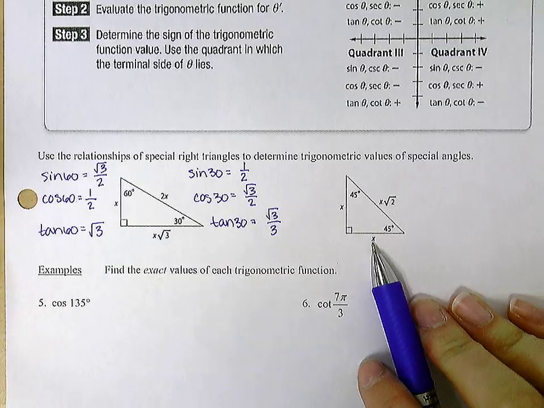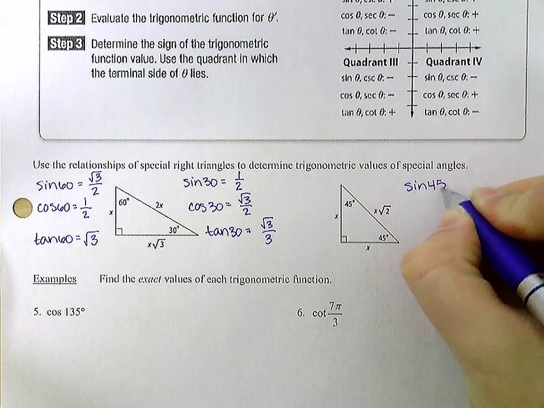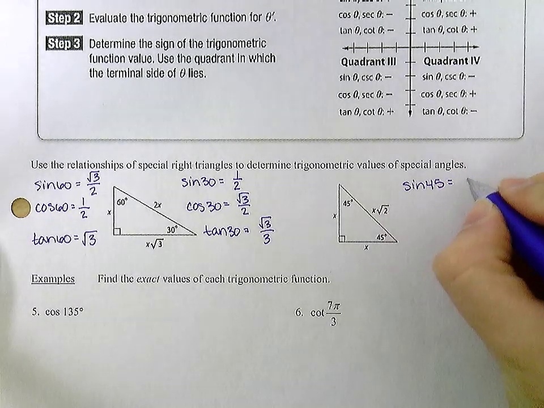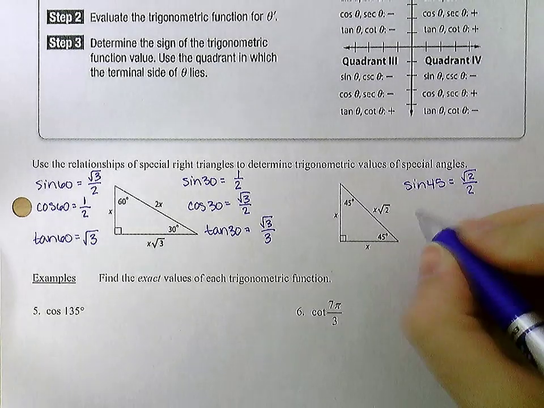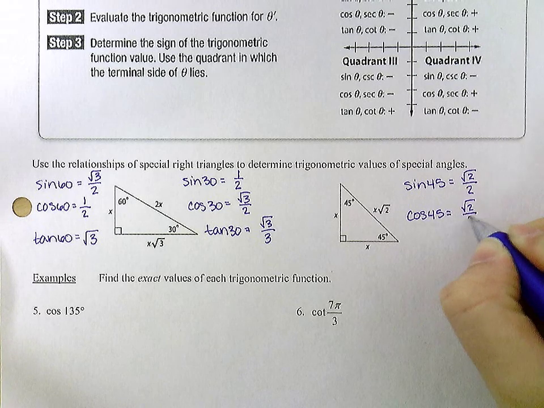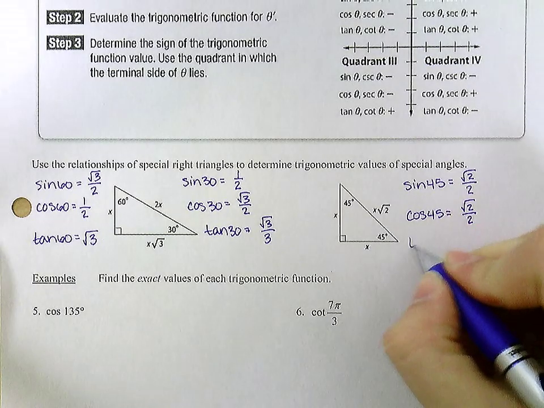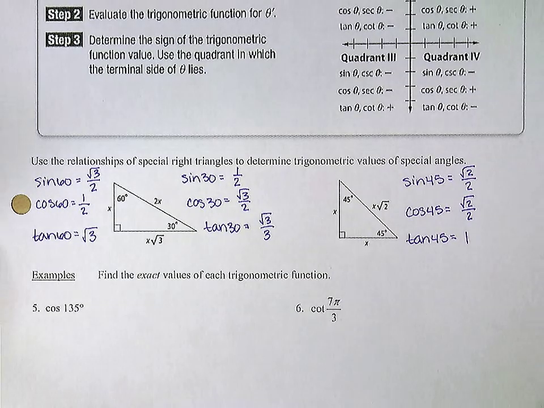Then for 45, 45, 90, we'll have sine of 45. Sine of 45 is equal to the square root of 2 over 2. Cosine of 45 is also equal to the square root of 2 over 2. And tangent of 45 is equal to 1.